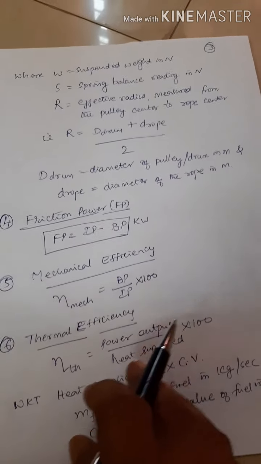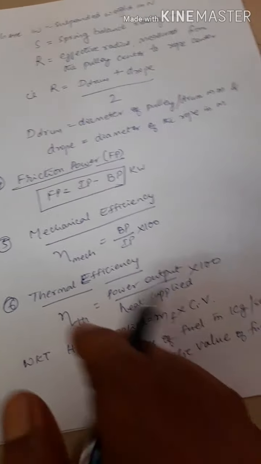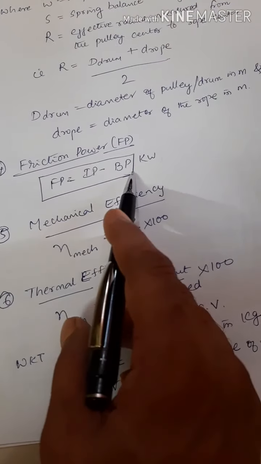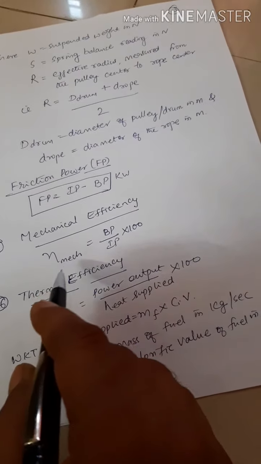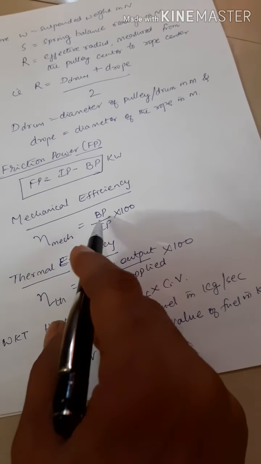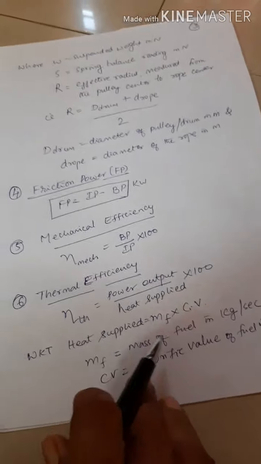Next is the friction power. Frictional power FP is equal to indicated power minus brake power. That is also in kilowatts. Next, mechanical efficiency: eta mech is equal to brake power divided by indicated power, multiplied by 100. You will get the mechanical efficiency.